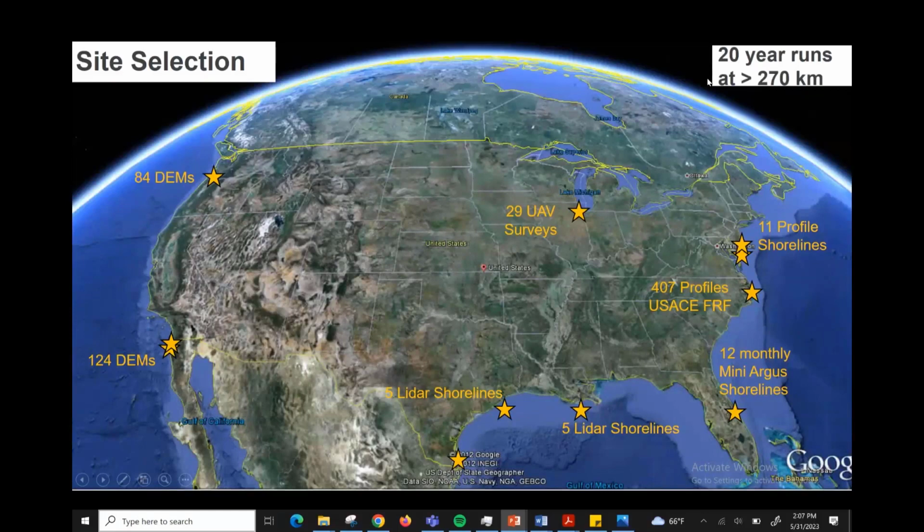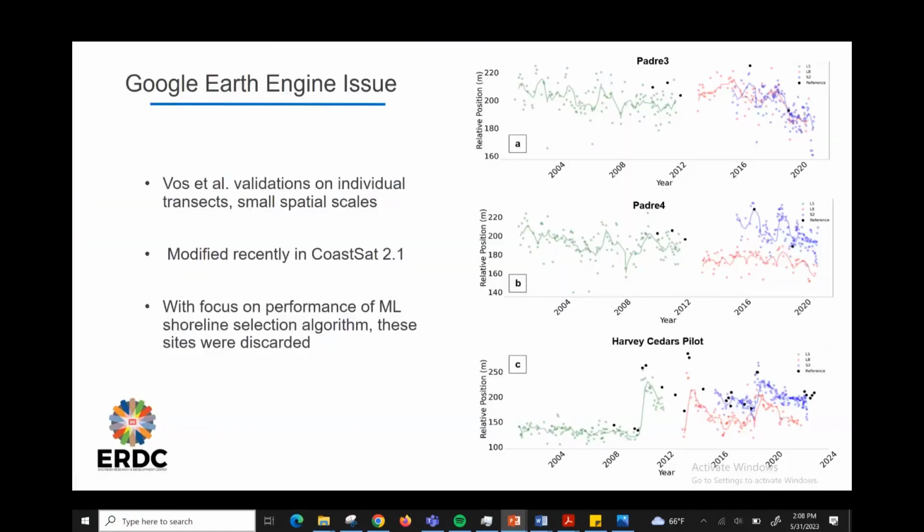So here are the sites that we ended up choosing that we ran for 2 decades in time. And the orange text is just describing the nature of the ground truth data itself. So it's anything from 407 profiles here at Duck to just 11 profile shorelines, for example, in the New Jersey area. So we were happy to encompass the West Coast, East Coast, Gulf Coast, and then we also have this Great Lakes site as well.